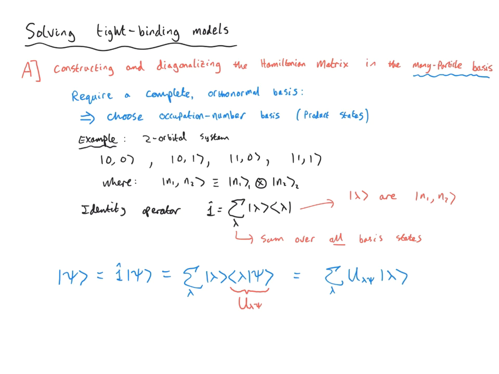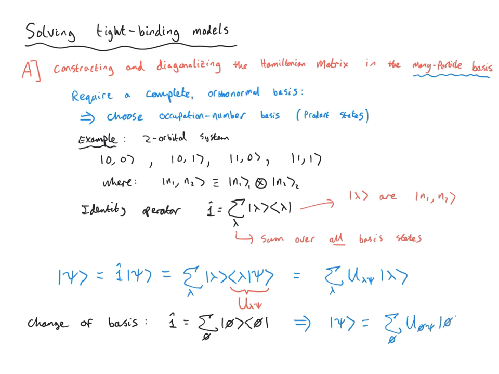But actually there's more, because we can change basis from one basis to another. How do we do that? Well, consider that we have the identity operator resolved in some other basis. This is still the identity operator, but I'm writing it in a different basis, let's say the basis of phi, where I now have projectors onto different basis states phi. These can be anything, provided it's a complete orthonormal basis. And by exactly the same logic, this allows us to write that our arbitrary state psi is equal to the sum over phi of u phi psi times the basis states phi ket.